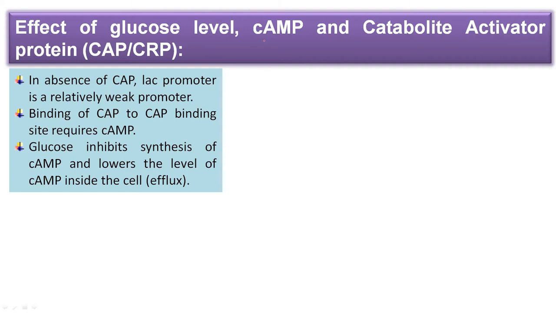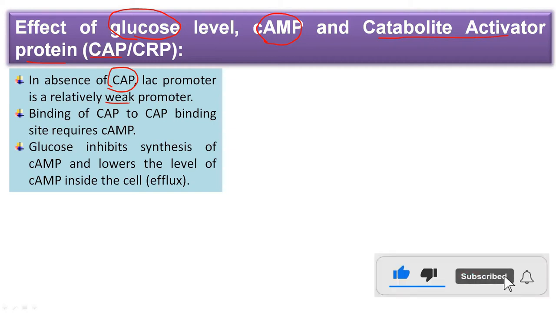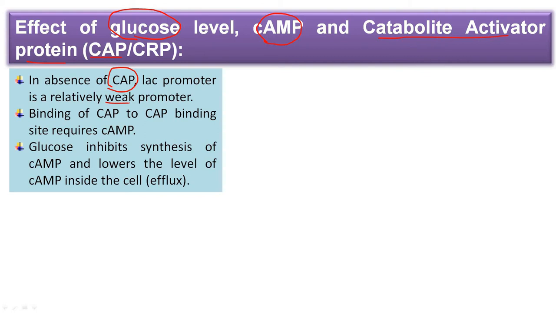However, apart from cyclic AMP and catabolite activator protein, commonly called CAP, another molecule, glucose, also plays a vital role. Let's see how. First, we know that in the absence of CAP, the Lac promoter is a weak promoter. It means that if CAP is absent, the binding efficiency of RNA polymerase to the promoter is low, and hence there will be a low level of transcription.